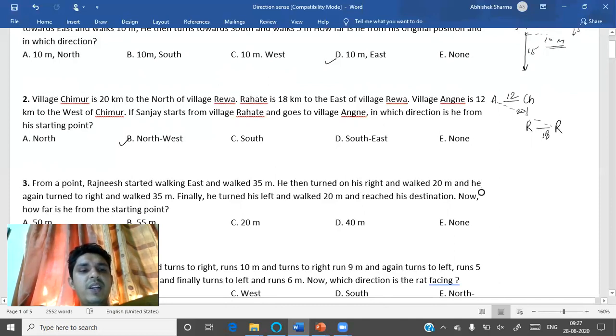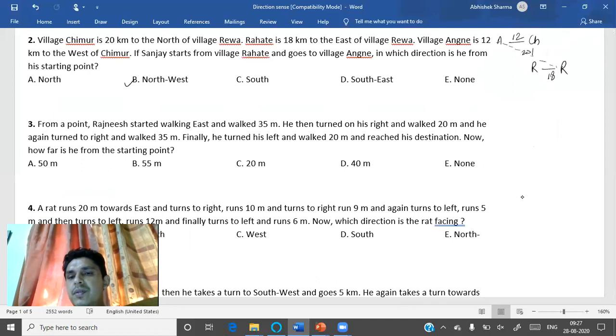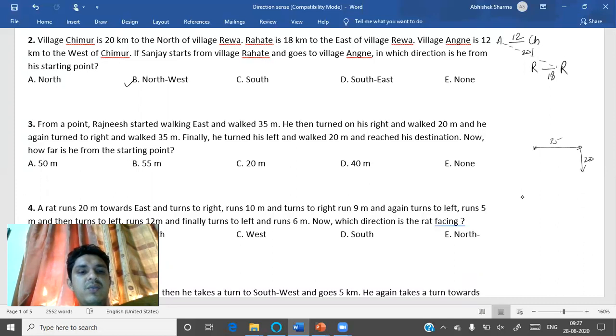Like the question is: from a point Rajini started walking east and walked 35 meter. So for example, if the point is this, walk 35 meter toward east direction, so this can be 35 meter. He then turned on his right and walked 20 meters. So that means I can write like 20 meter will be the direction. And he again turned to his right and walked 35 meters. So this can be the situation.